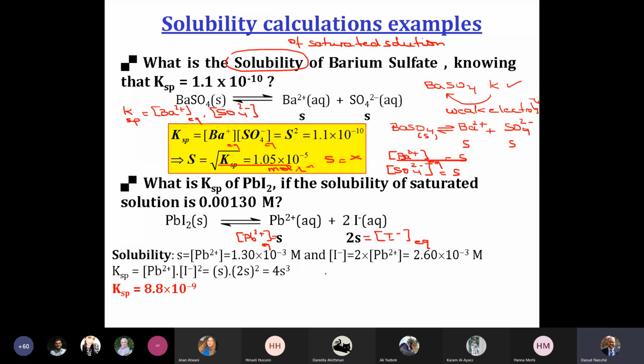So at equilibrium, we have Ksp equals [Pb2+] at equilibrium times [I-] at equilibrium to the power 2. So equal S times [I-] equal to 2S. And if you don't want to use S, keep in mind that this is x. So S times (2S) squared equals S times 4S squared equals 4S cubed. So Ksp equals 4 times the solubility cubed. The solubility is given: S equals 0.00130. So Ksp equals 4 times 0.00130 to the power 3, which equals 8.8 times 10 to the minus 9. Keep in mind, this is an equilibrium constant, and the equilibrium constant is unitless.